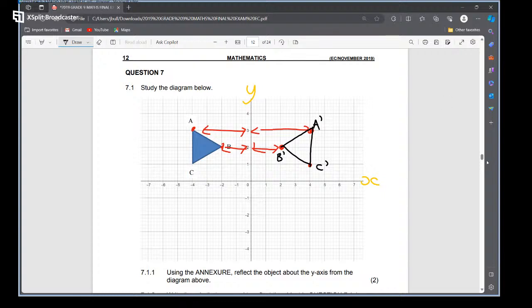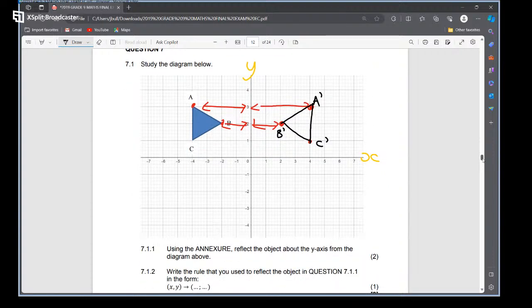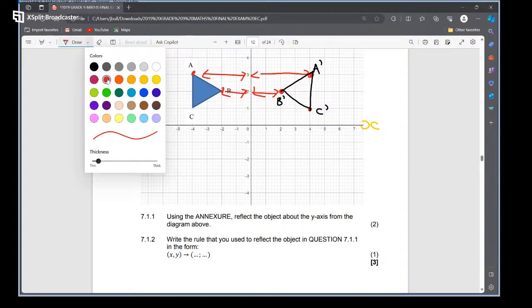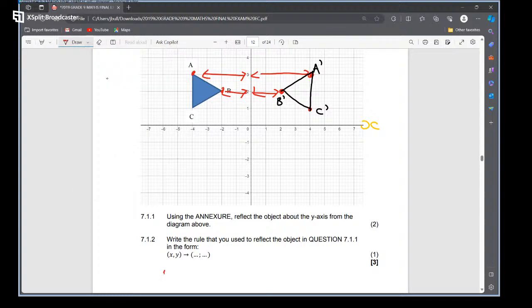If we look at the next question, write the rule that you used to reflect this in this form. So we just need to see what happened, what did we do to the x points, what did we do to the y points. This is actually a pretty cool rule. It's quite a useful one to remember. If you are reflecting across the y, like we did here, then the y stays the same, but your x just changes sign. And it's the same the other way: if you reflect across the x, then the x stays the same, but the y changes sign.